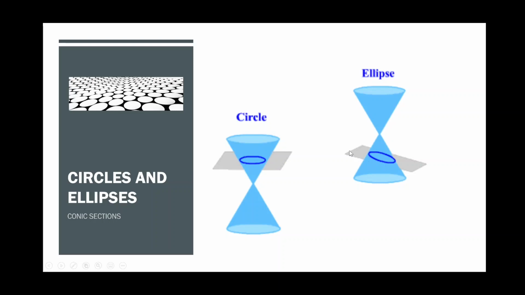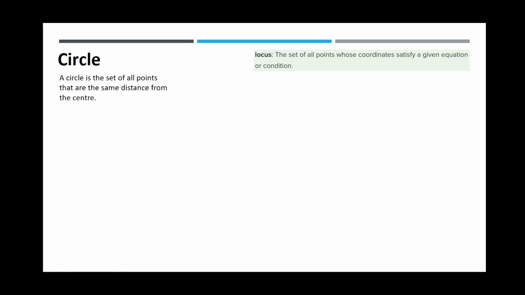Now, if the two-dimensional plane cuts the cone at an angle that is not parallel to the base, and the two-dimensional plane doesn't go through the base at all, then the cross section will be an ellipse, or another word for ellipse is an oval. So we're going to start with the circle.